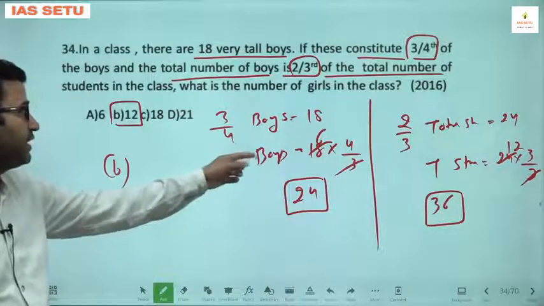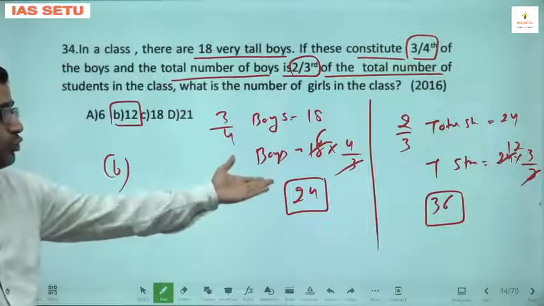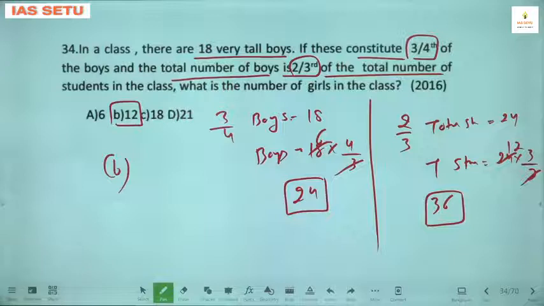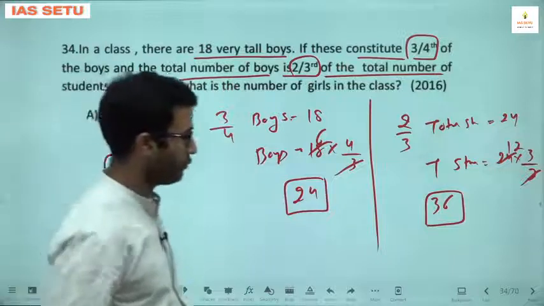Step 1, 3/4 of the boys is 18. So boys is 18 into 4/3, so 24. 2/3 of the total students is 24. Total students will come 36. So the difference is coming 12. Question number 34.